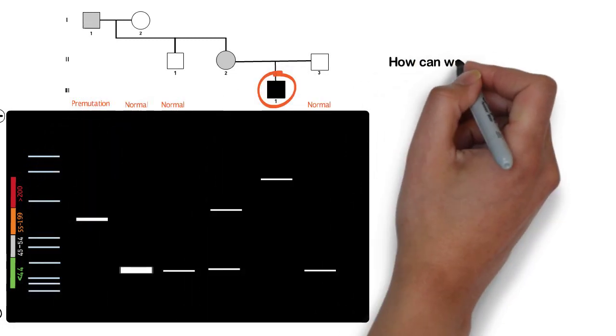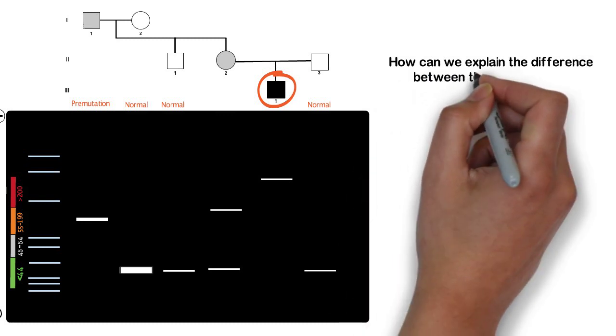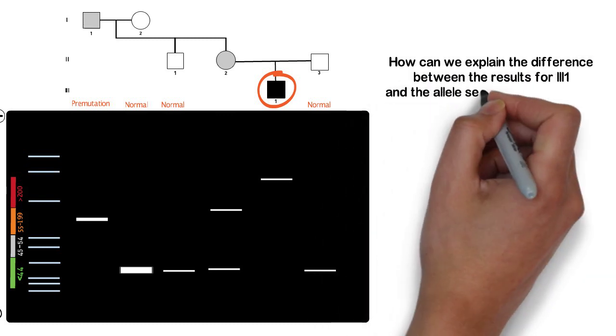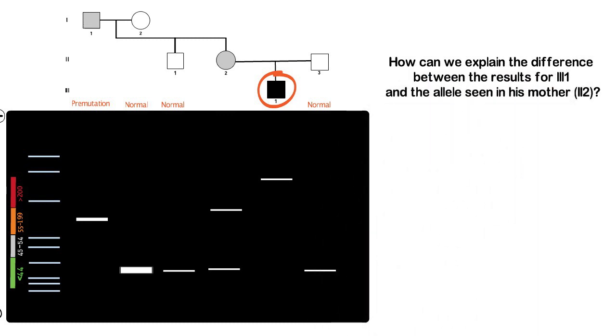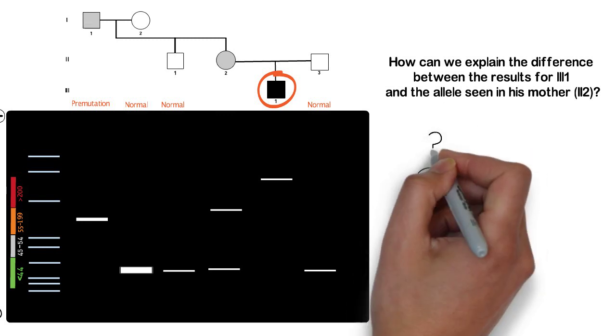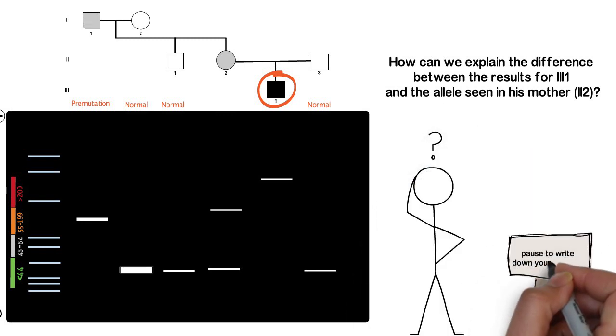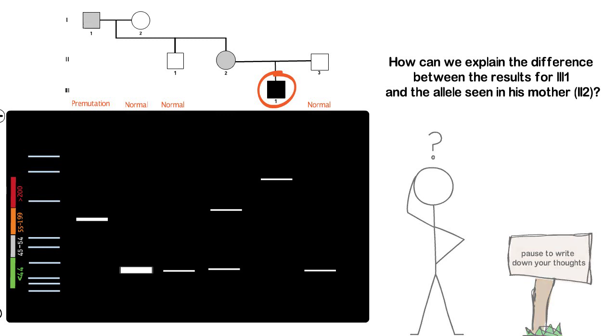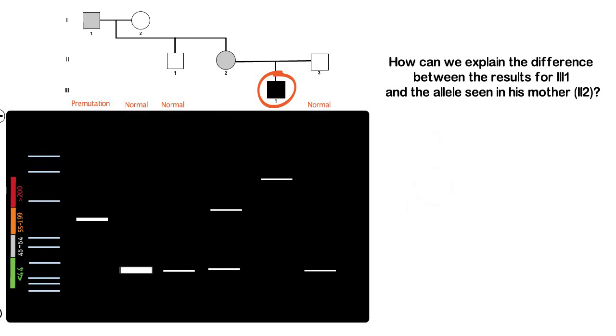Taking a look at the results for this family, how can we explain the differences between the results seen for 3-1 and seen in his mother, 2-2? The first thing you will notice is that the mother's results show two bands, and the son's show only one. This is because males have only one X chromosome, and females have two.